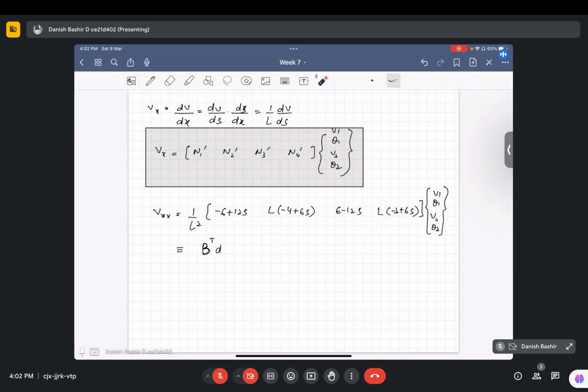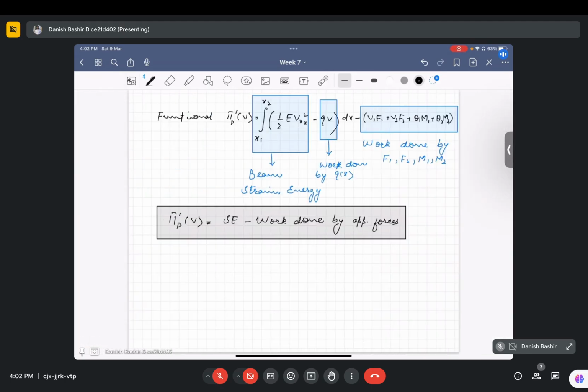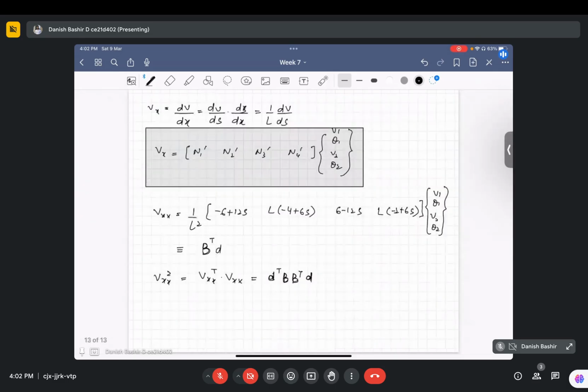If I have to find Vxx square, I have to just take the transpose of this vector, Vxx transpose times Vxx. I showed you this in the last class. So it will be D transpose B times B transpose D. All these are actually matrices, or simply we can say these are vectors. Our strain energy is given as 1 half of EI Vxx square, so that's why I required Vxx square.